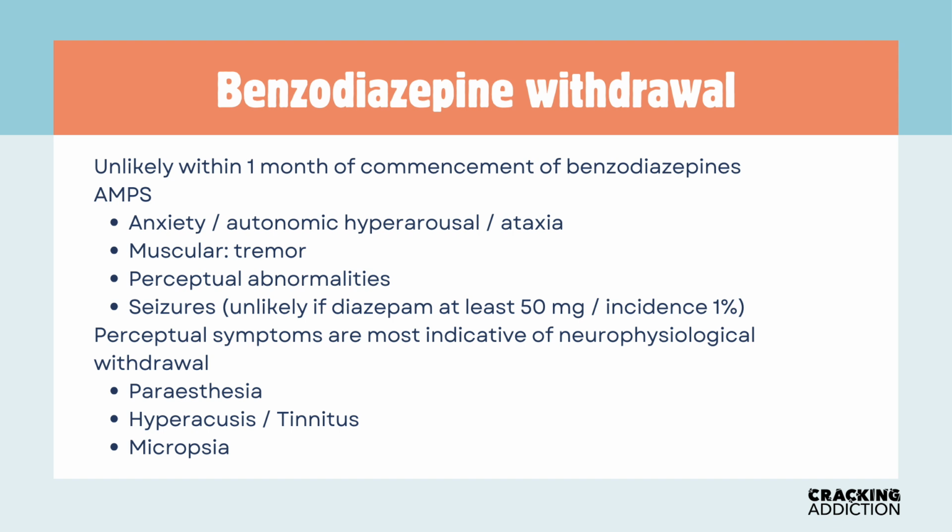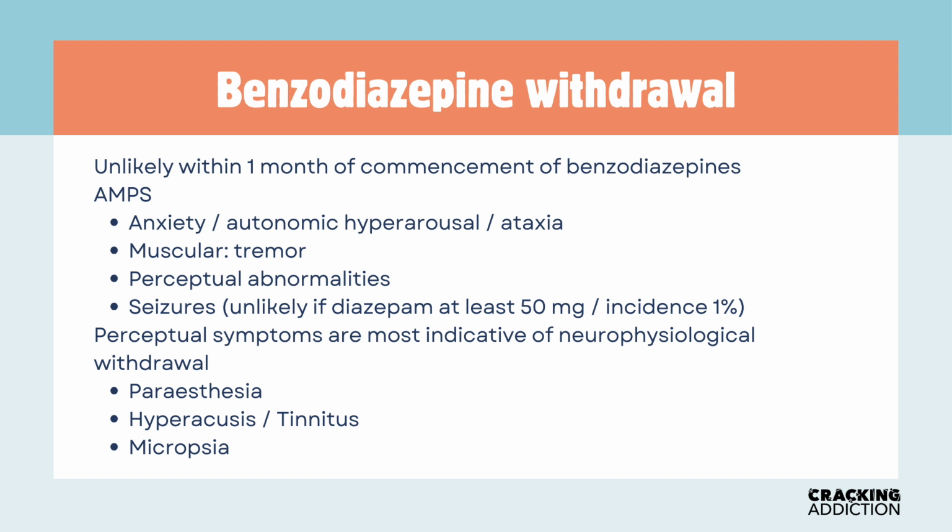Autonomic hyperarousal, well, by that I mean raises in your blood pressure, your heart rate, your sweating, and you can have pupil dilatation. Ataxia, so you can start getting clumsy. You can get a tremor, so M for muscular symptoms, including tremor. P for perceptual abnormalities. So severe benzodiazepine withdrawal can actually cause perceptual abnormalities, visual hallucinations. And then S for seizures.